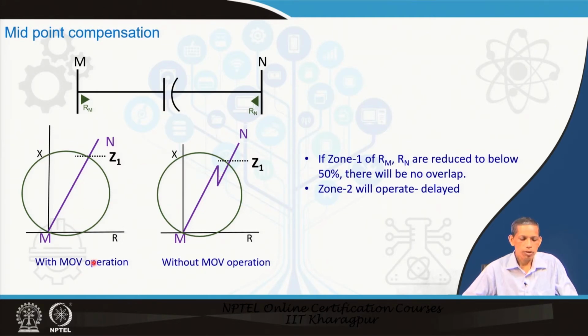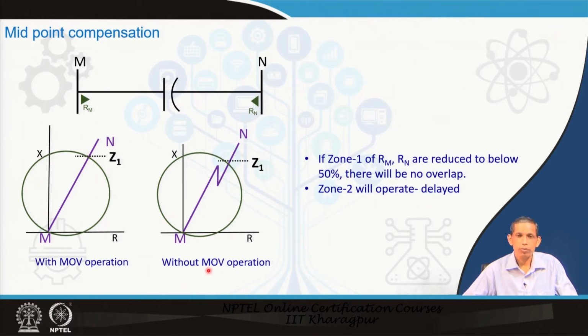Now, with MOV operation, suppose a fault happens to be here, a large fault current happens to be there, the MOV operates and the corresponding capacitor is bypassed. So, it is simply this line. So, this is the zone 1 setting. So, this is the Mho characteristic.